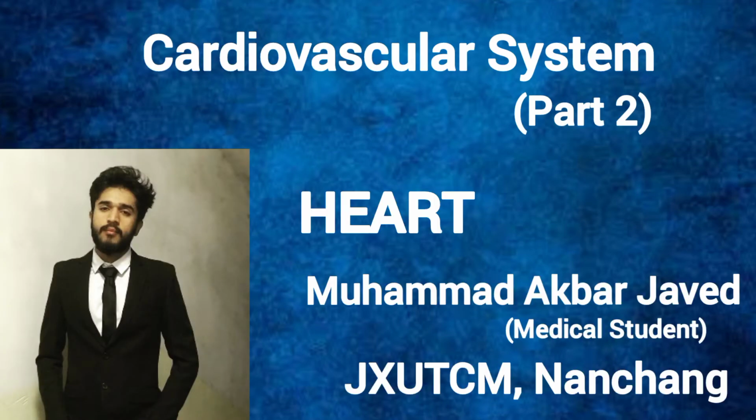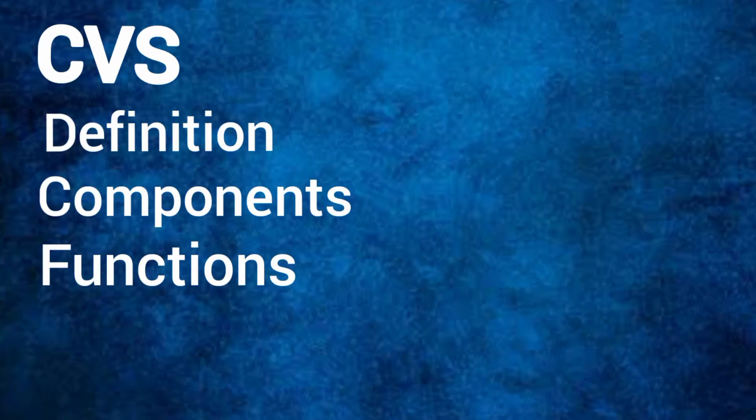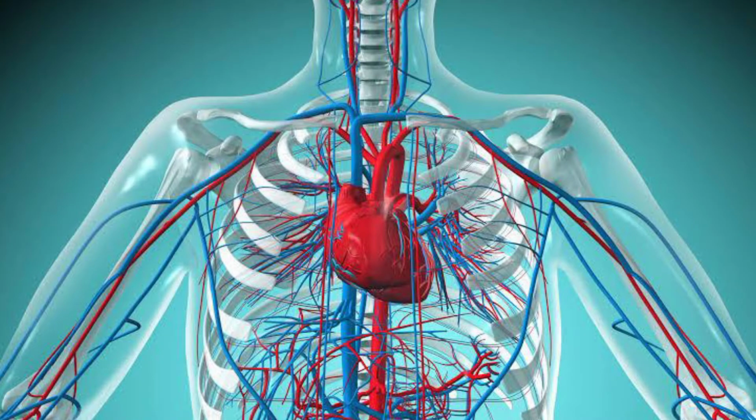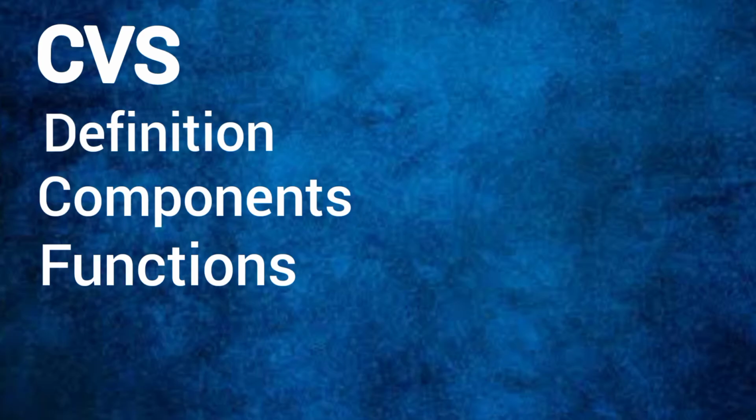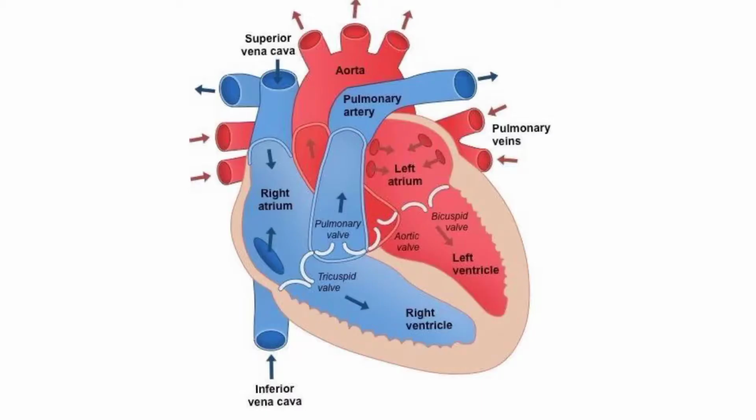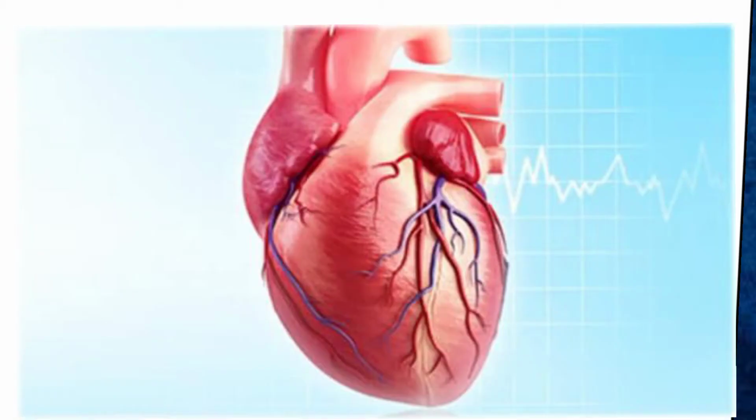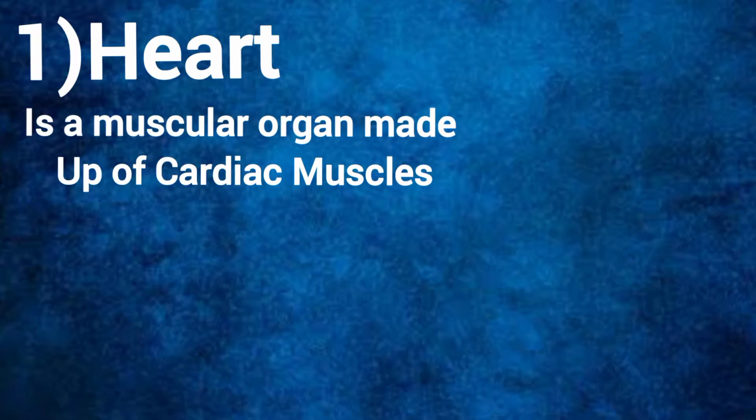CVS Part 2. In the previous lecture we talked about the definition of the CVS, its components and its functions. In this lecture we'll talk about the heart, the first component of the CVS. Heart is a muscular organ made up of the cardiac muscles.